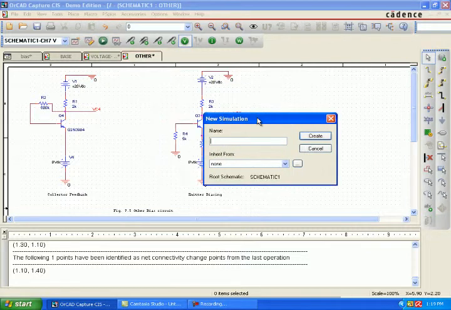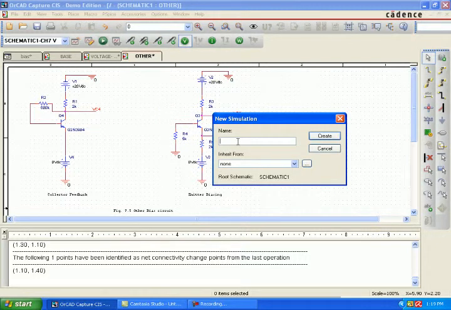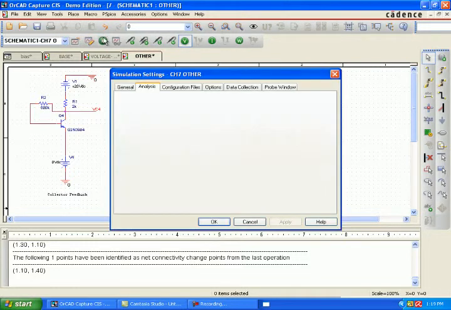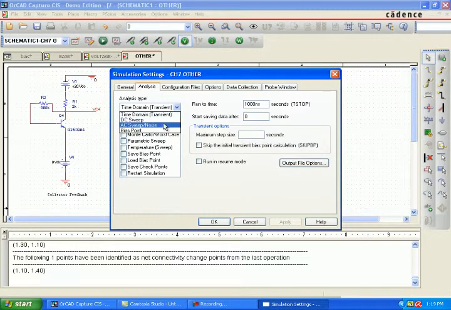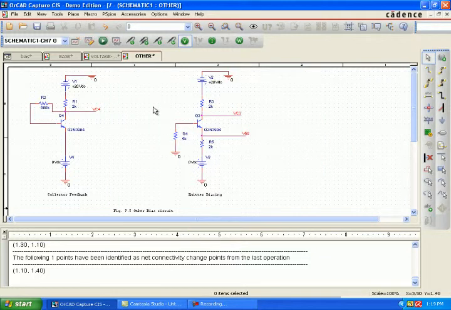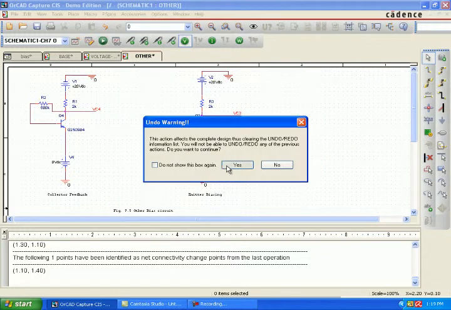So we make a new simulation and we use the values we see for the collector feedback. Chapter 4, other biasing circuit. VC3 and VCE for the emitter biasing. Now we need a bias point. Run the simulation.